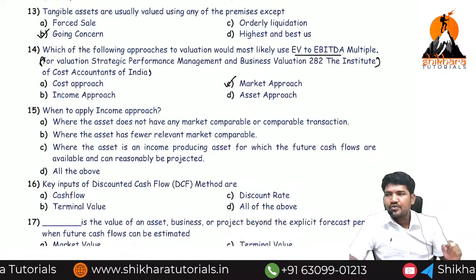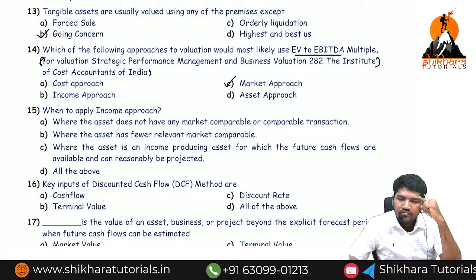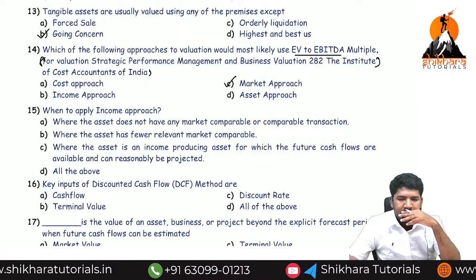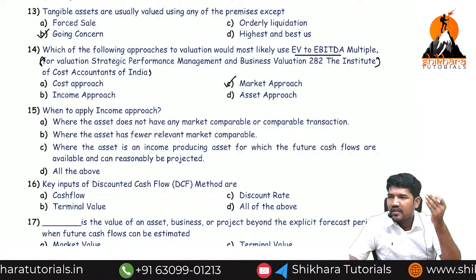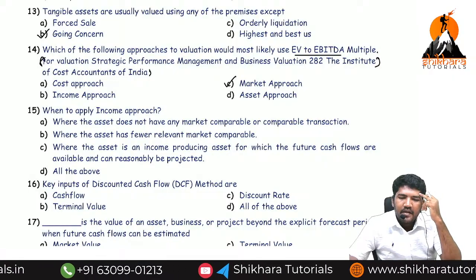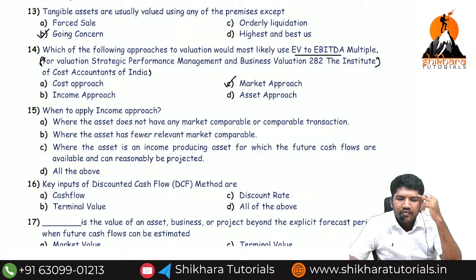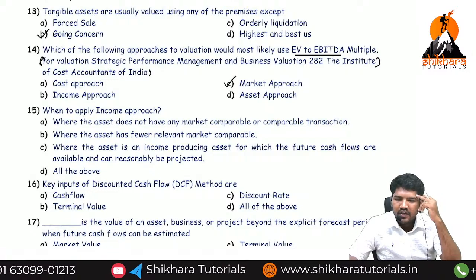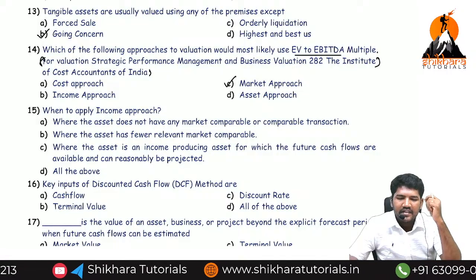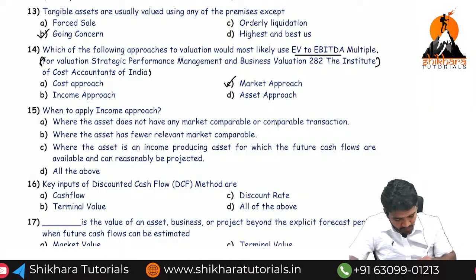Now illustration number 15. When to apply the income approach? In all cases. Yes or no, sir? What is the first case? Where the asset does not have any market comparable companies. Yes. At that time we are using the income approach only. Where the asset has fewer relevant market comparables. Yes. At that time also I am using the income approach. Where the asset is an income producing asset for which the future cash flows are available and can reasonably be projected. Yes. In all these situations I will choose the income approach. All of the above is the answer.